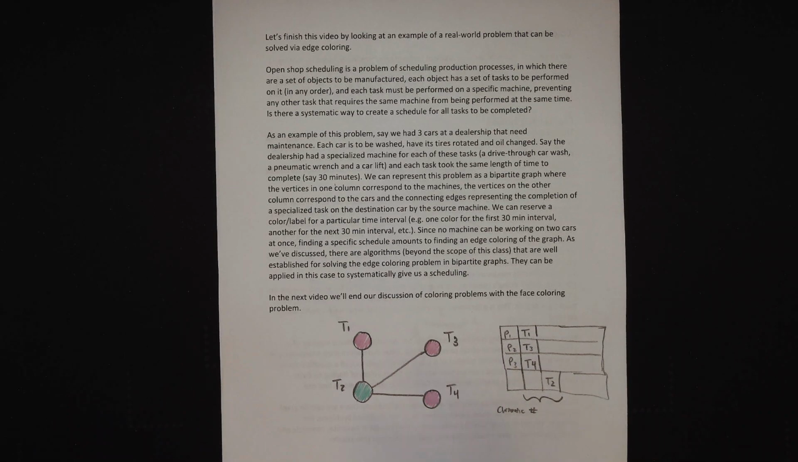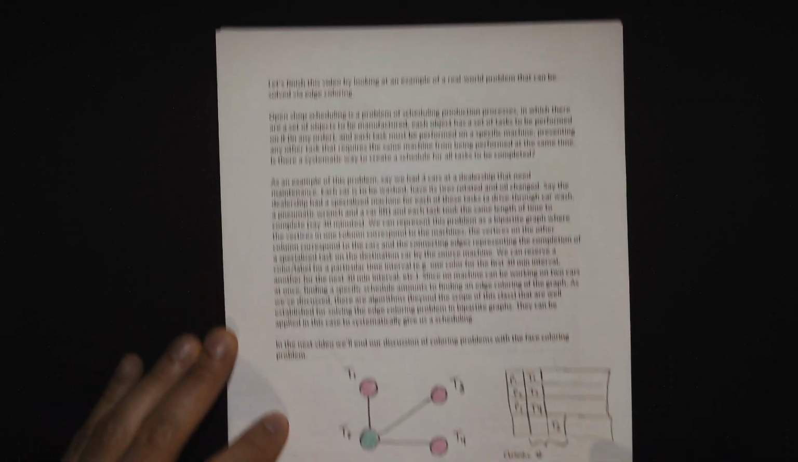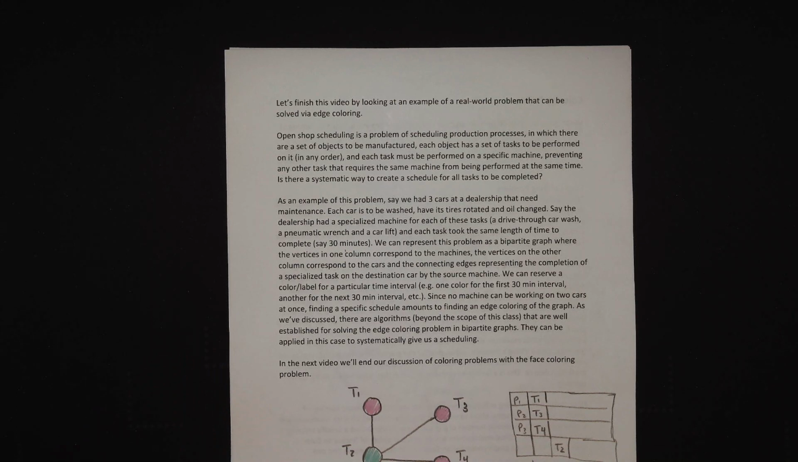All right. So this was using vertex coloring, right? The problem that we'll be looking at that uses edge coloring is completely different, but it's still a scheduling problem. Open shop scheduling is a problem of scheduling production processes in which there are a set of objects to be manufactured. Each object has a set of tasks to be performed on it in any order, and each task must be performed on a specific machine, preventing any other task that requires the same machine from being performed at the same time. So the question is, in this situation, is there a systematic way to create a schedule for all tasks to be completed, right?